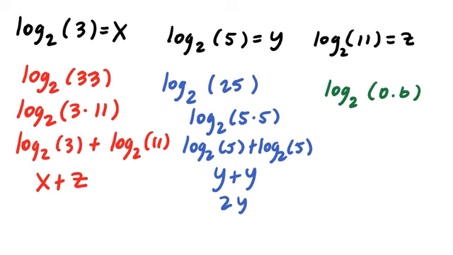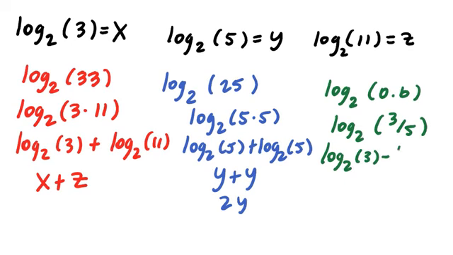And then the log base 2 of 0.6, how did I make 0.6 out of 3, 5, and 11? Okay, well, 0.6 is 3 divided by 5. So this is log base 2 of 3/5. You can split this log over subtraction. And knowing what the log of 3 and the log of 5 are, that's going to be x minus y.